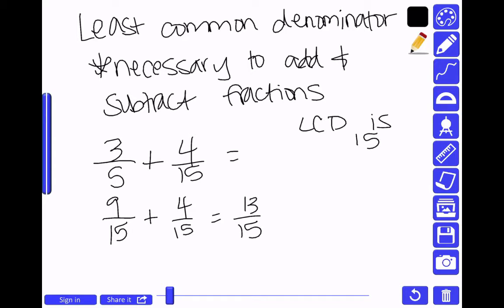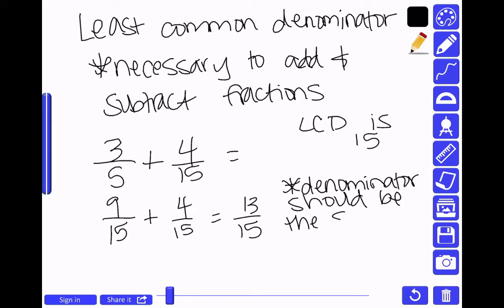So then 3/5 becomes 9/15, and we add the numerators only. Okay, the 4/15 did not change. The denominator should stay the same when you're adding and subtracting fractions. Make sure you take a look at how I got 9/15 from 3/5.